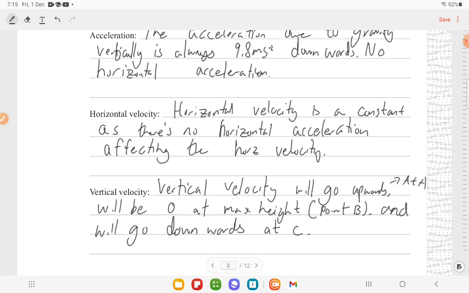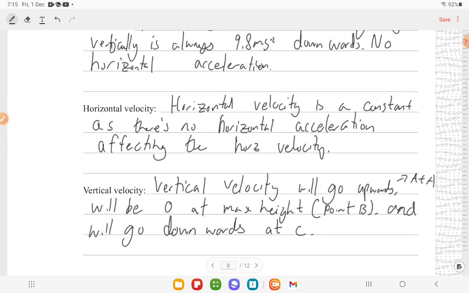Horizontal velocity remains constant because acceleration is zero, and vertical velocity will go upwards and reach zero at the max point, then go downwards.